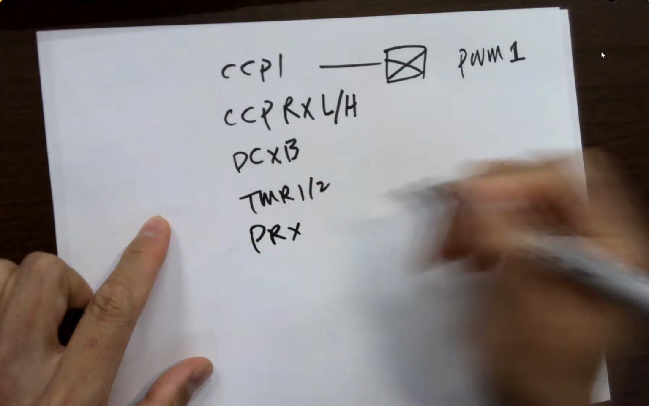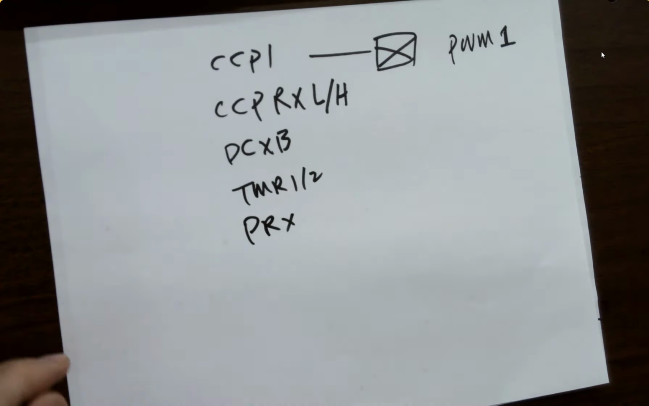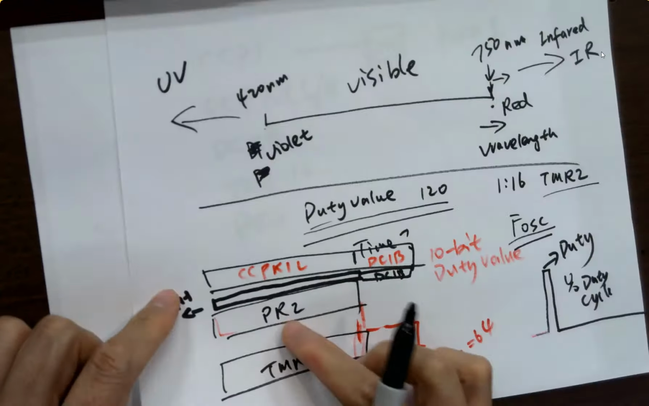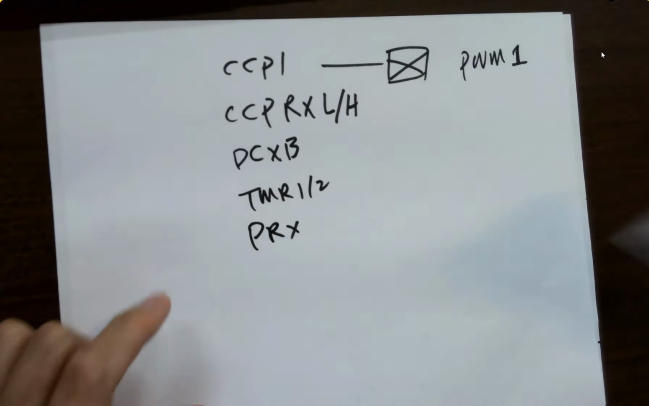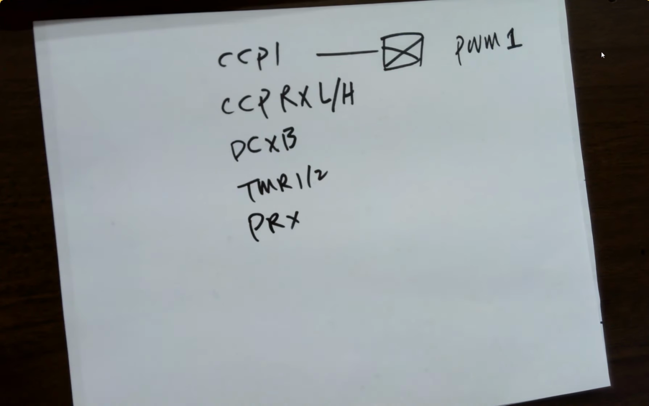What is this? Period register. Is that the period register? Right? PR2, PR1, PR something, PRX. That's a period register. That's it.